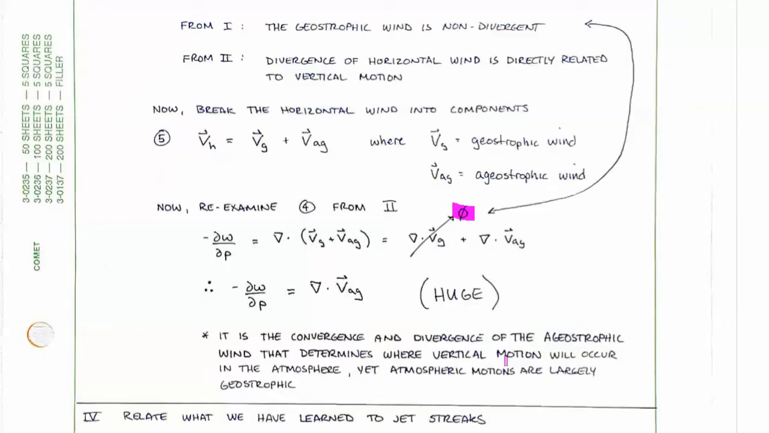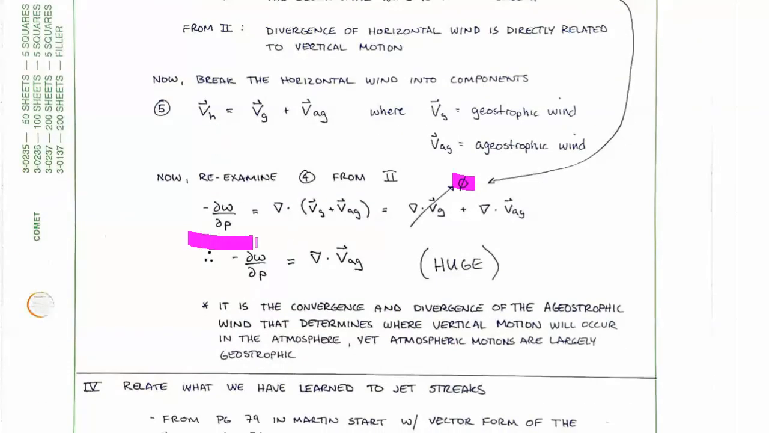It goes away. So what does that mean? Right here's our equation, my friends. Negative d omega dp equals the divergence of the ageostrophic wind. This is a pretty big statement. What it is saying is that the convergence and divergence of the ageostrophic wind determines where vertical motion will occur in the atmosphere. Yet we observe that the atmospheric motions are largely geostrophic, or nearly geostrophic.